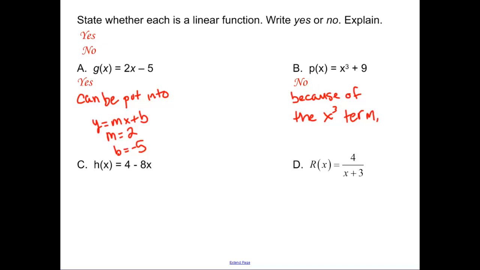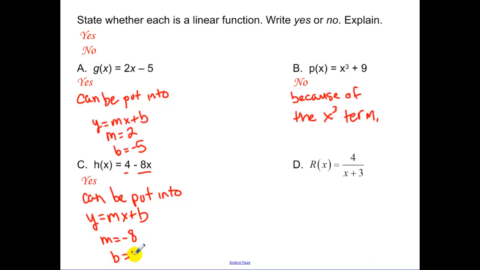The next one. Is this in y equals mx plus b form? Yes, it is. We just have to switch around this negative 8x term and the 4. So yes, because it can be put into y equals mx plus b, where m in this case is negative 8 and b is a positive 4.